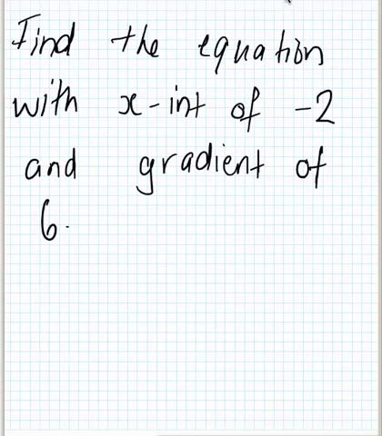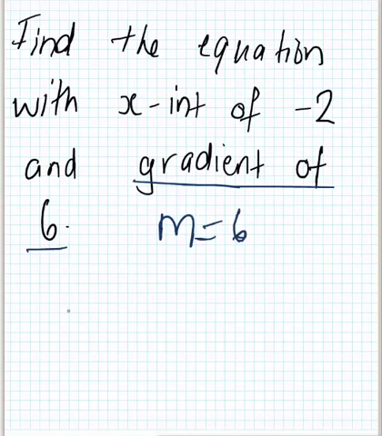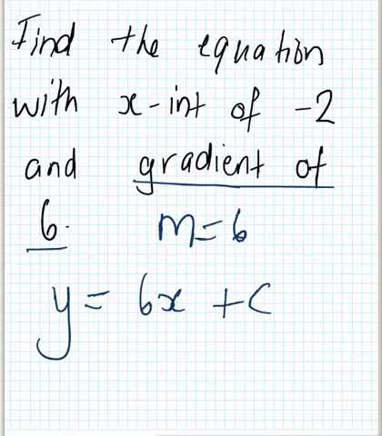So for our last question for this session, if you have a look, it says find the equation with an x-intercept of negative 2 and a gradient of 6. So first important point, they've given us the gradient, m equals 6. So that's done for us. So far we have y equals, instead of mx, we have 6x, but we have plus c. So we need to find c again.